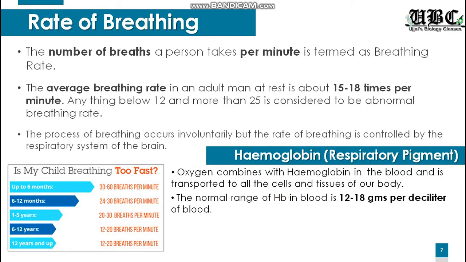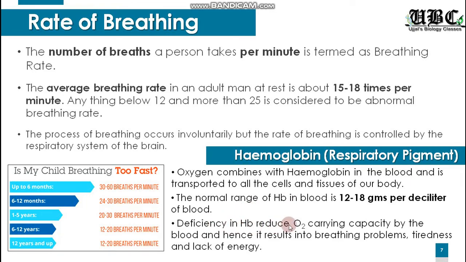You might have sometimes gone for a blood test, and in that you have seen that the hemoglobin value is given. The normal range of hemoglobin in blood is around 12 to 18 grams per deciliter of blood. Deciliter is also a unit of measurement. So it is around 12 to 18 grams per deciliter. If the value is less than 9 or around 8, then that person is said to be suffering from severe anemia.